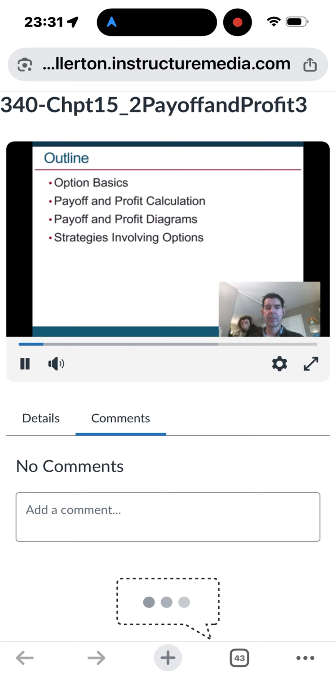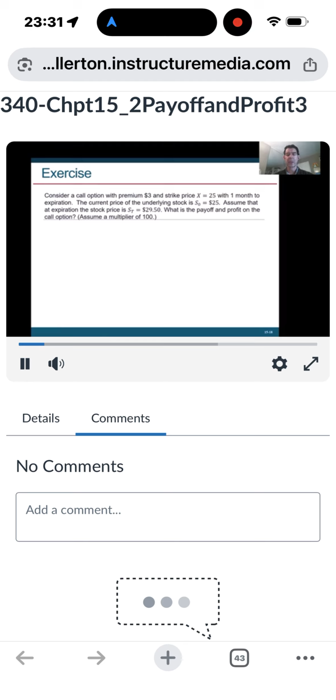All right, let's see that formula in action. I'm just going to go through two different examples here. The first one you might want to walk through with me, and then the second one try on your own to make sure you have the concepts, because I will expect you to know how to do these for an exam. Consider a call option with a premium of 3. Let's note what the word premium means. Premium means price. So a price of $3, strike price of 25. It's a call option, so it's the option to buy, with 1 month to expiration. The current price of the underlying stock is $25.